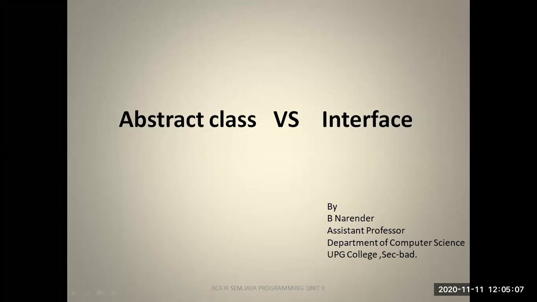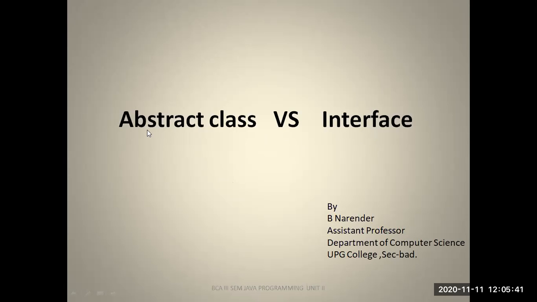Okay, so today we are going to discuss some differences between abstract class and interfaces. As I discussed in the previous class, abstract class is a class which contains abstract methods, and also it contains some of the other methods called concrete methods. Interface is also a class which contains only abstract methods. It does not contain any other methods.